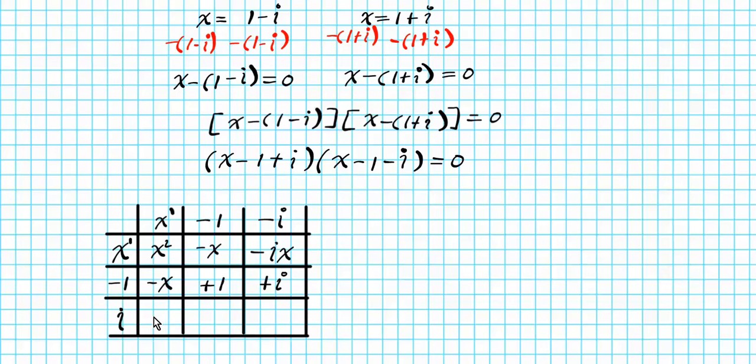Okay, now third row. x times i is positive ix. -1 times i is negative i. And then negative i times i is negative i squared.